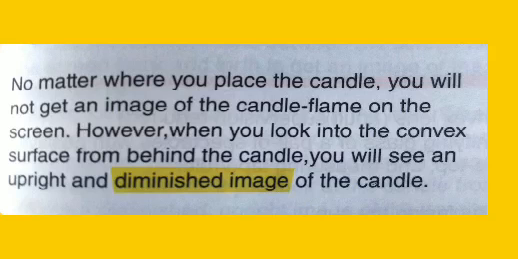No matter where you place the candle, you will not get an image of the candle flame on the screen. However, when you look into the convex surface from behind the candle, you will see an upright and diminishing image of the candle. Diminishing image means the image that is smaller than the object.